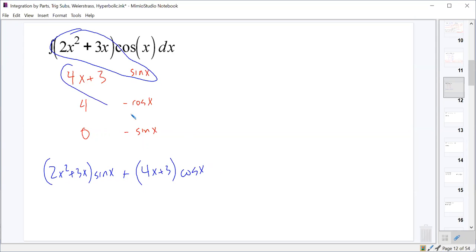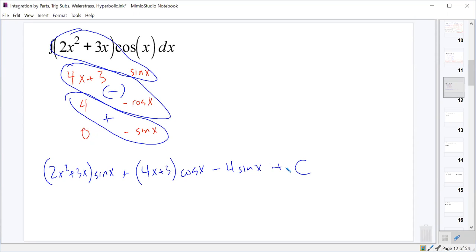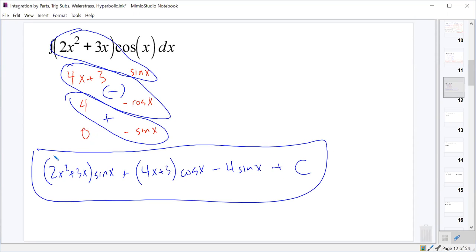All right, and then we do this one with a minus being multiplied in between them. And then this one we do with a plus between them, so that should become minus 4 sine x, and then plus your constant. Good or no? Good. All right, that's the basics of integration by parts, along with the shorthand tabular integration method.